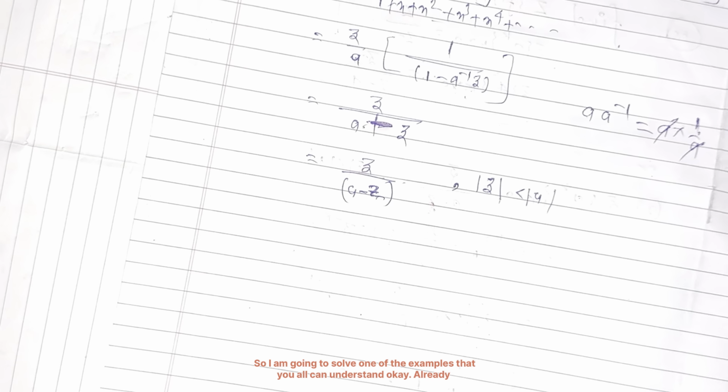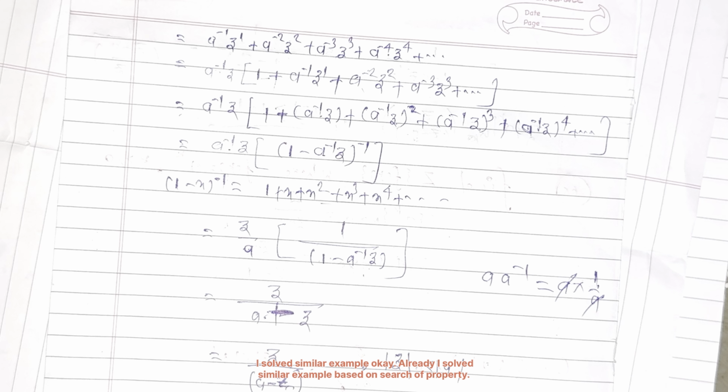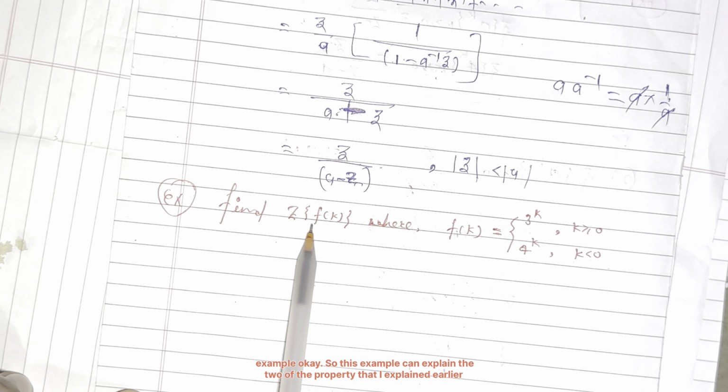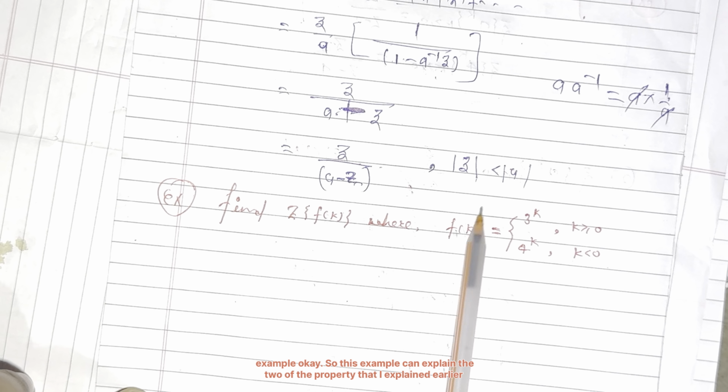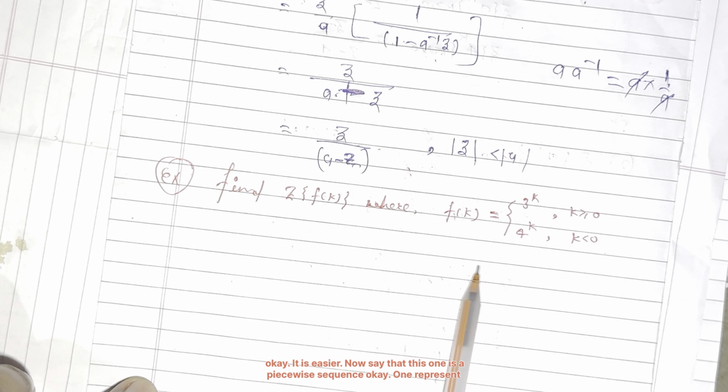So I'm going to solve one example so that you all can understand. I already solved a similar example based on such properties. So we go for solving one more example here. Let me write the example that can be helpful for visualization of the concept. So guys, I consider here one example. This example can explain the two properties that I explained earlier. It is way easier.